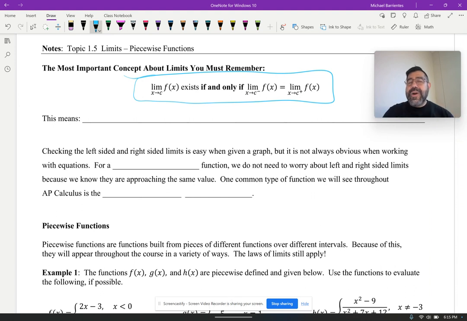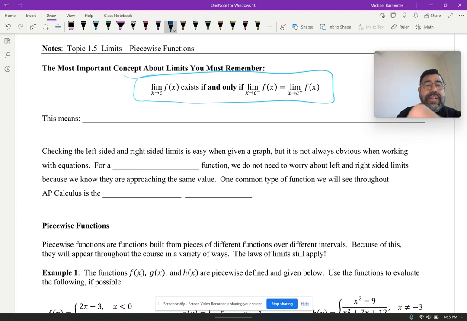If you watch the other videos, I refer to what I call the finger test, right? If you put your finger on the graph and you get closer and closer to an x value, are my fingers going to the same place? Because that means that the limit from the left and the limit from the right are equal because they're going towards the same value. What this statement says is the only way for a limit to exist is if the left and the right side approach the same thing.